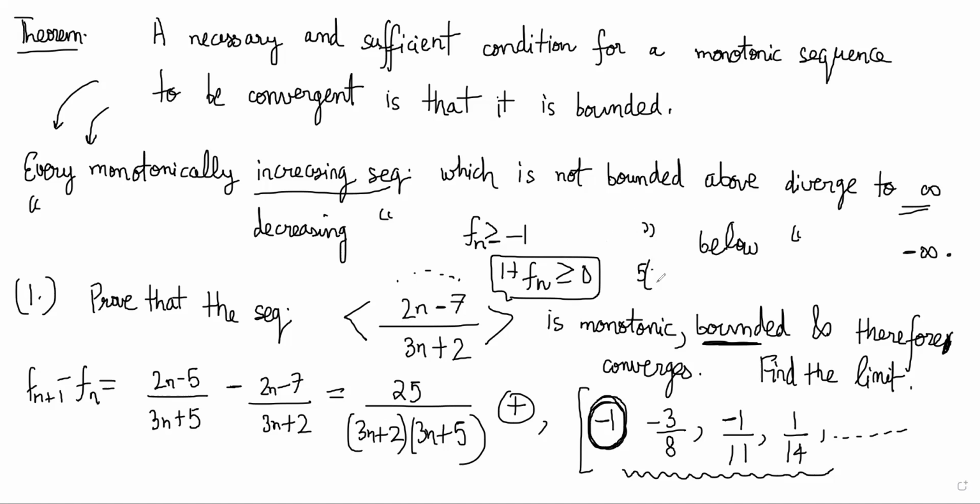5n minus 1 by 3n plus 2. And since n is greater than or equal to 1, 5n minus 1 is always positive. Similarly, you can try and guess what the upper limit will be. You can try and guess.